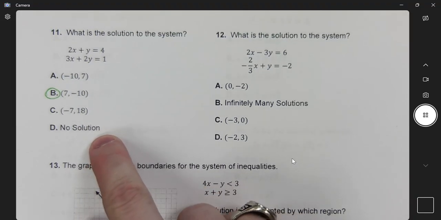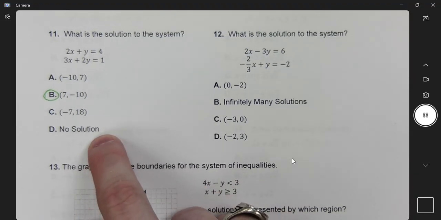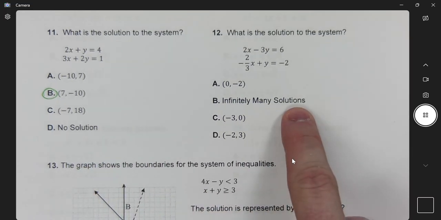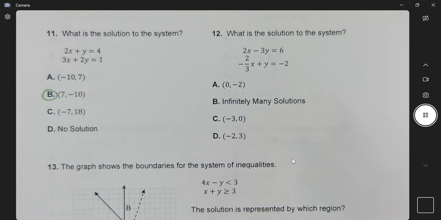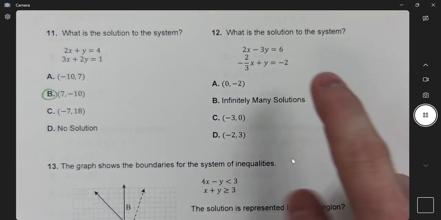How could you have had no solutions? If the lines were parallel, there would be no solutions. They would never intersect. So how can you have infinitely many solutions? If the lines are the exact same line, Desmos will only show you one because they're laying on top of each other. And I'll show you how to confirm that that has happened already. And by the way, I can already see that the answer is B.